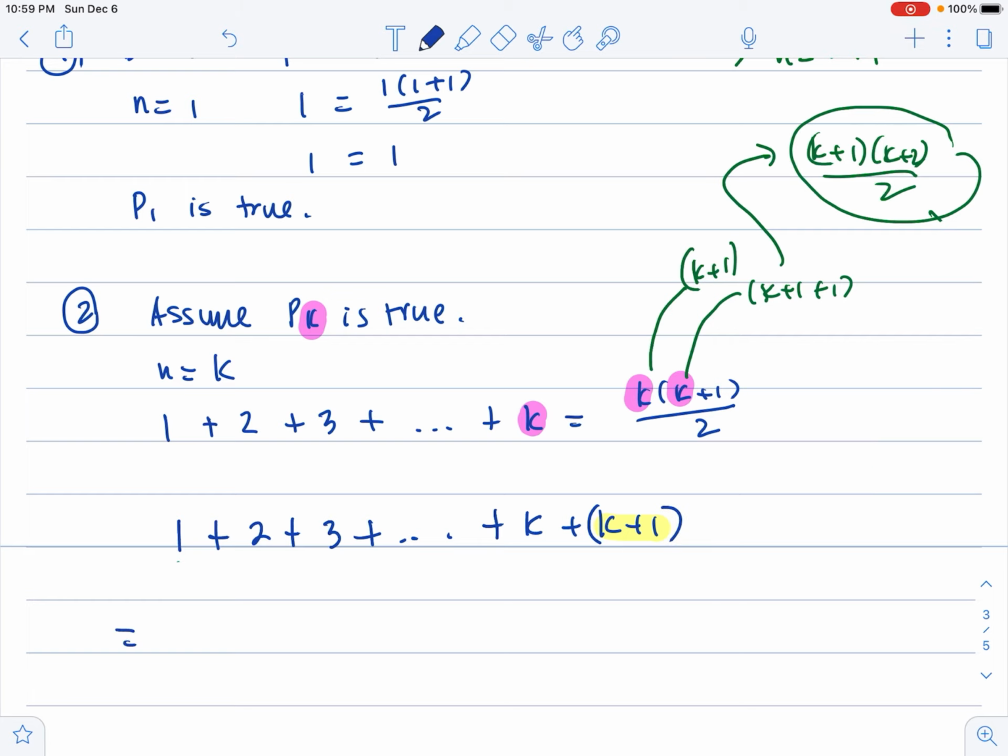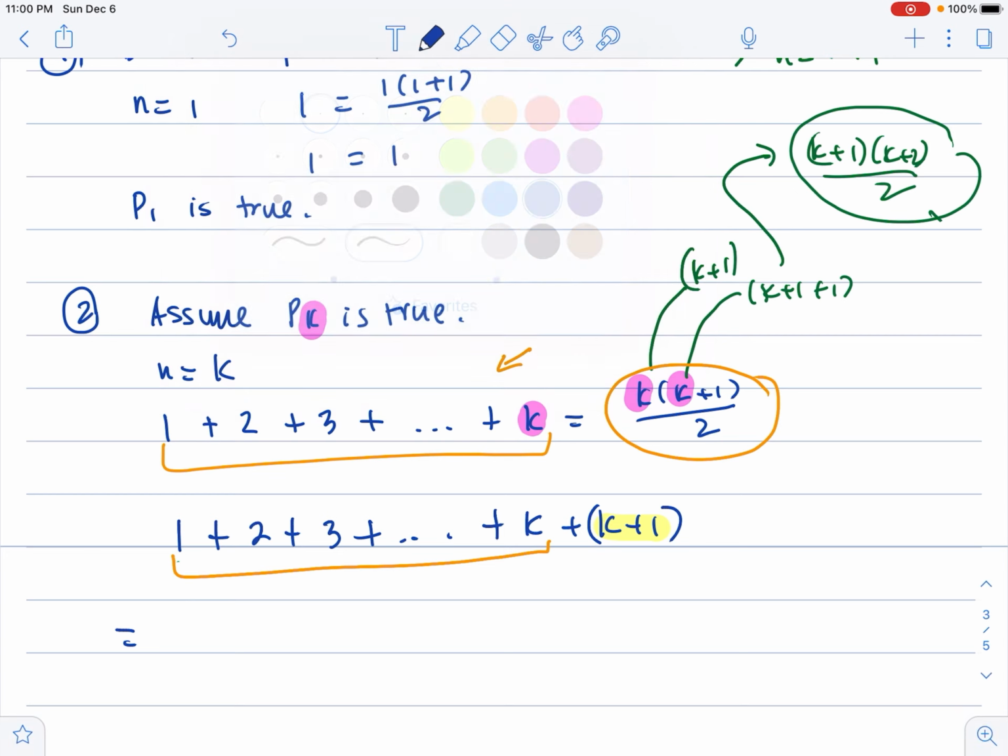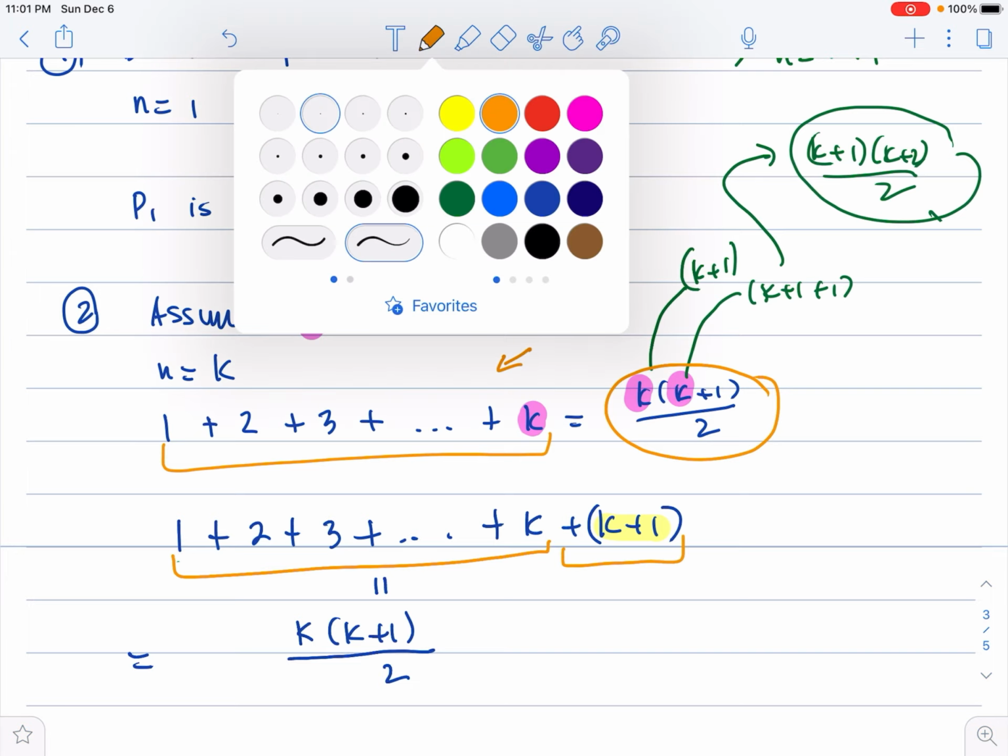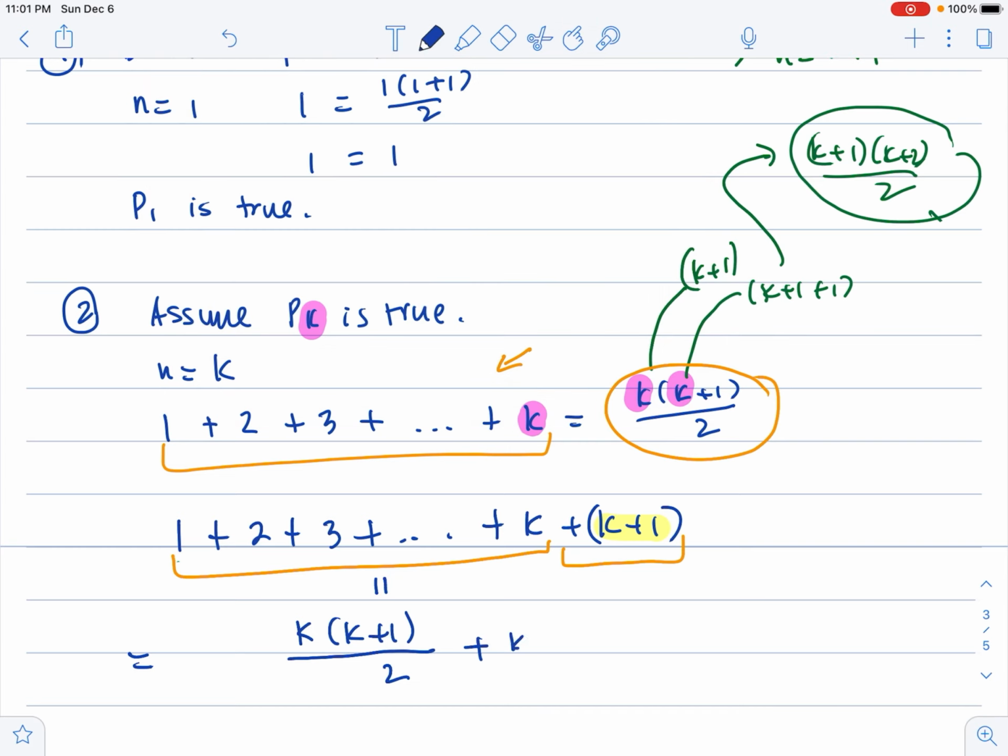So, this is equal to, now notice that this sum is actually the same as this sum. And since sa equation na ito, sa n equals k, this sum is actually equal to this sum. Ibig sabihin, pwede natin itong isulat as k times k plus 1 over 2. Okay? Well naman silang dalawa, di ba? Pero may natira pa tayong plus k plus 1. So this is plus k plus 1.